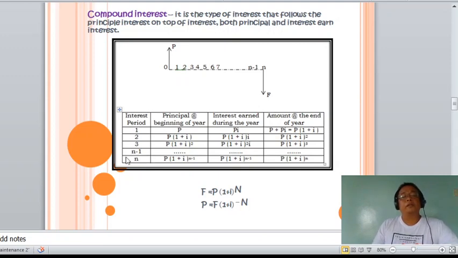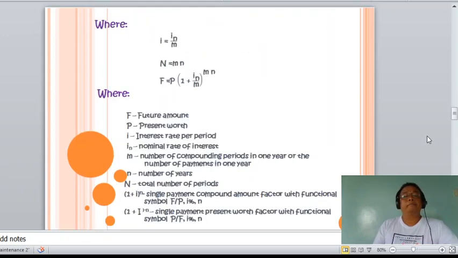Or simply P is equal to F multiplied by 1 plus I raised to negative N. Okay? Where I now is equal to IN over M. Okay, this M now is the number of compounding periods per year.